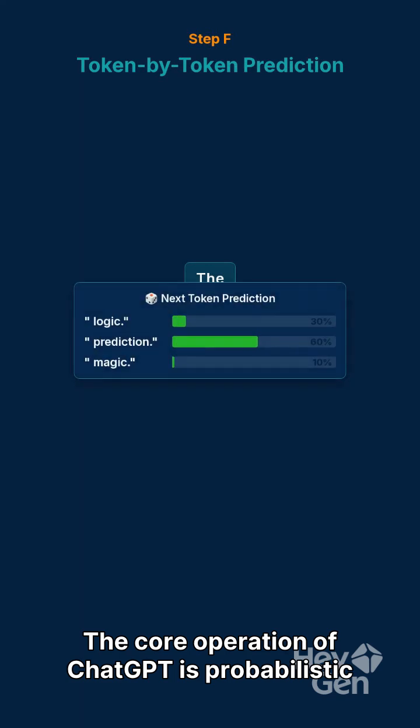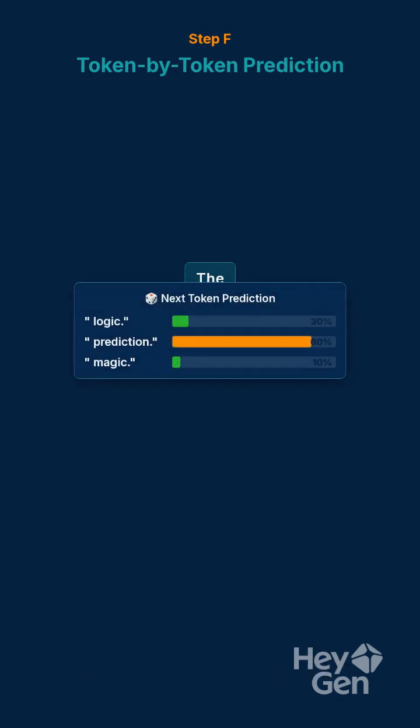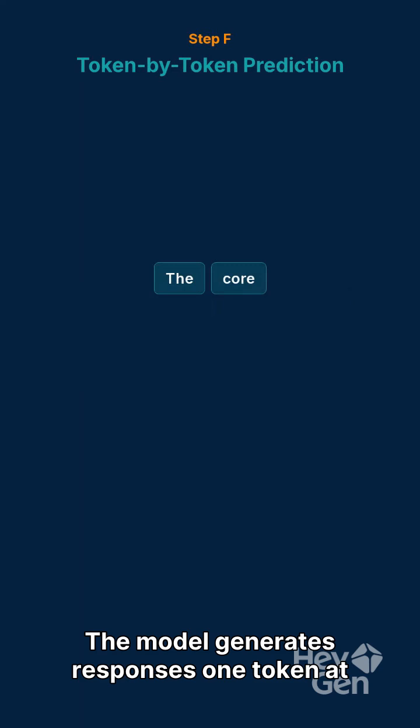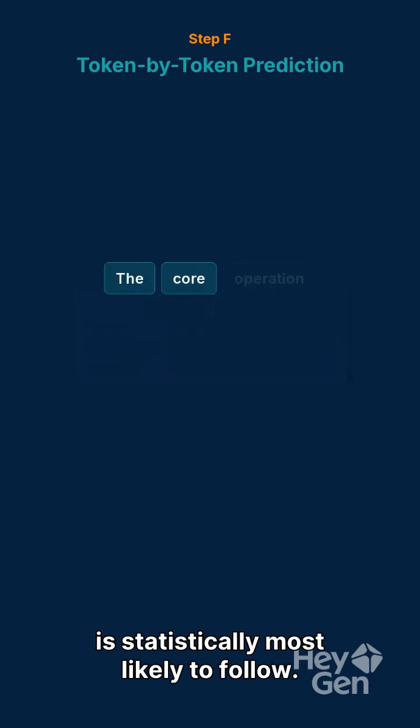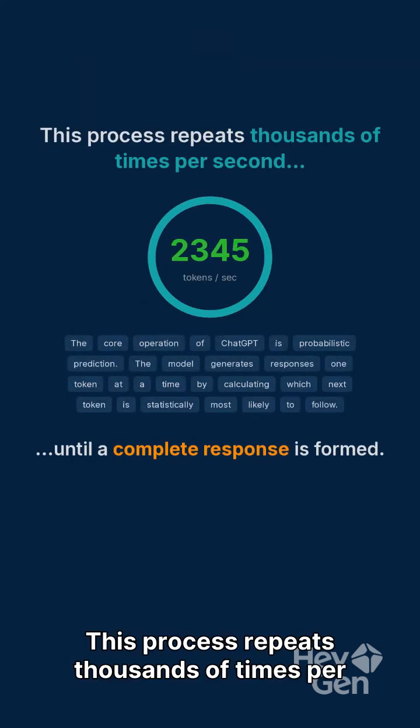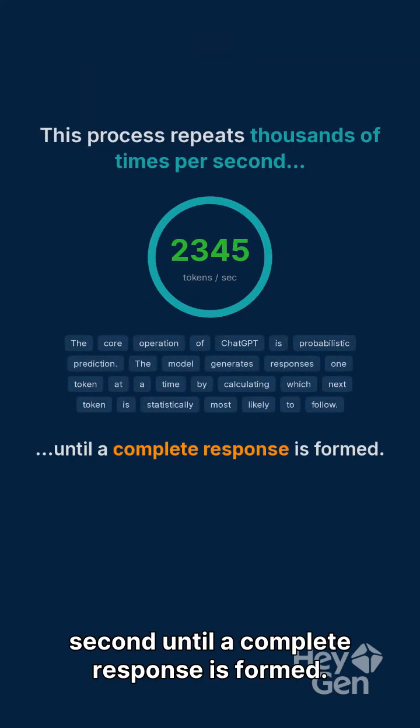The core operation of ChatGPT is probabilistic prediction. The model generates responses one token at a time by calculating which next token is statistically most likely to follow. This process repeats thousands of times per second until a complete response is formed.